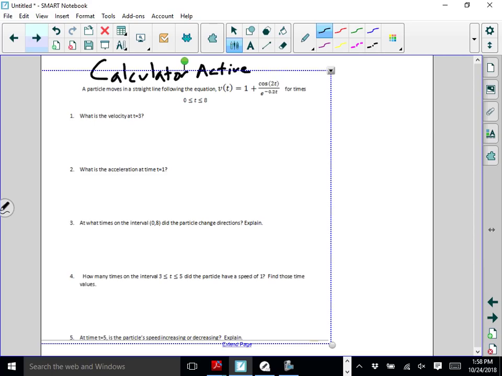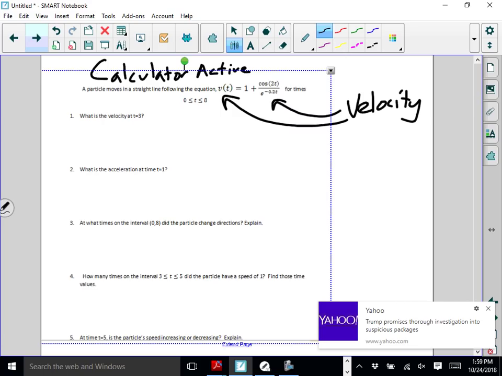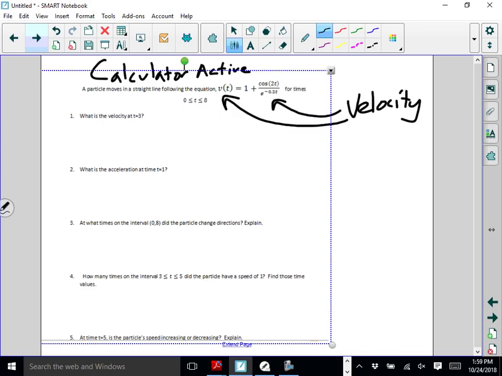Okay, so the first thing I want to do here is I want to graph my equation. The other thing I want to remind myself of, might be very helpful, this equation is the velocity equation. That should be obvious because it says v of t. Okay, but it's really, really important. It's going to be really important to remember that the graph we're looking at is velocity.